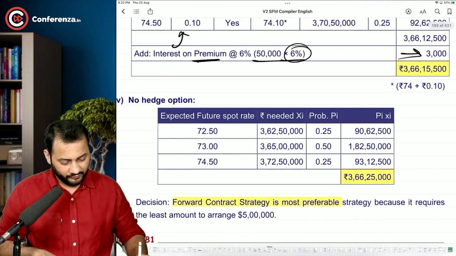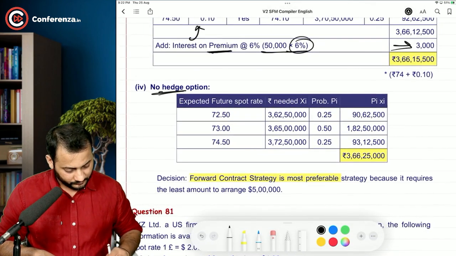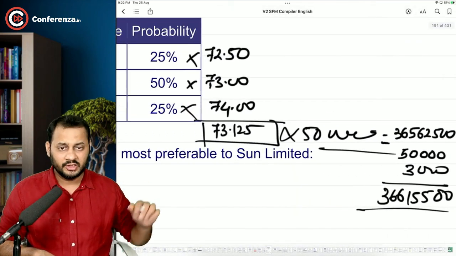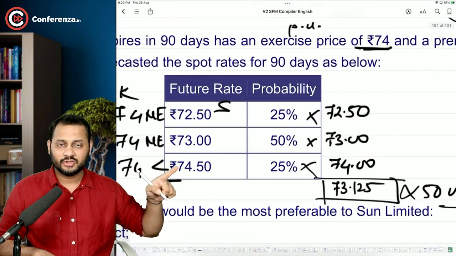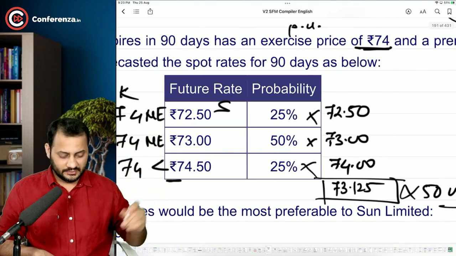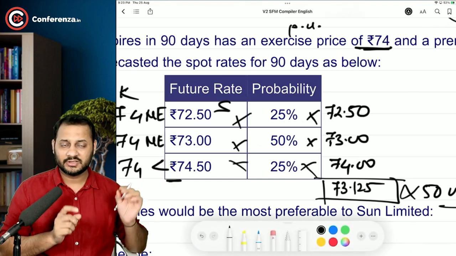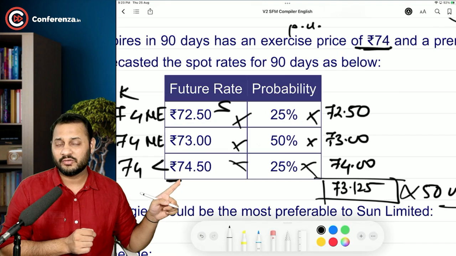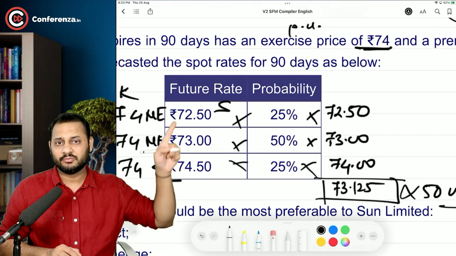Okay, let's move ahead. If we opt for the no hedging option, what will happen? If we opt for no hedging, we will make the payment at the expected price of this. So you will have to take the future rates, ignore these others. For the expected price, you will have to calculate the probabilities multiplied by the future rate. This will give you the expected spot rate. And in this case you will take 74.50. If you do not hedge, the expected spot rate will become your outflow, multiplied by the probability.